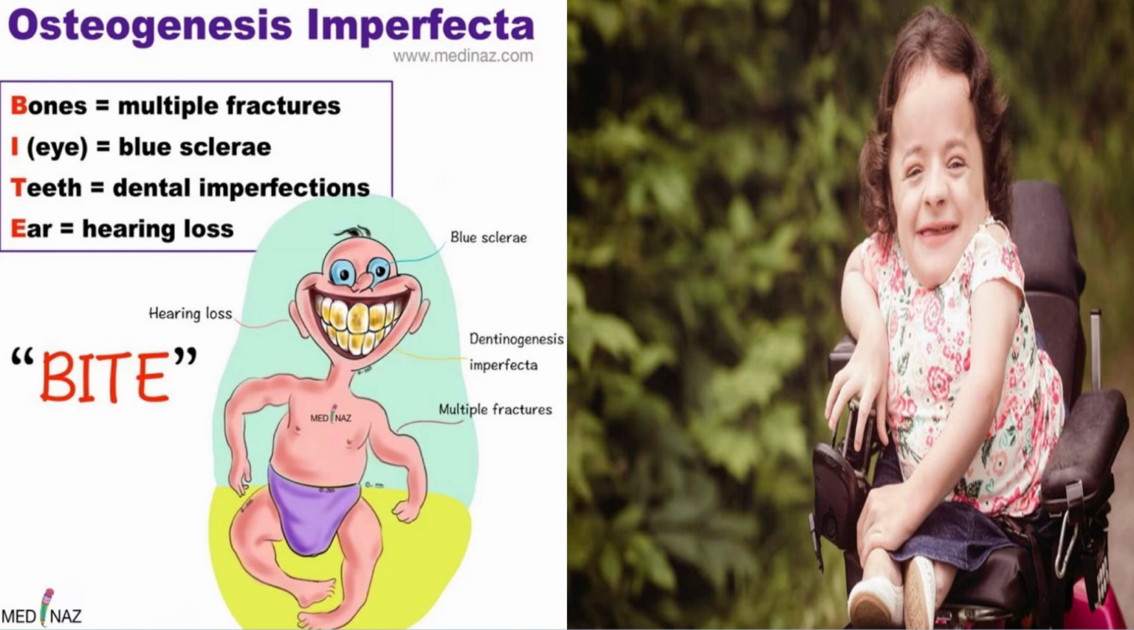All right, go to the next slide, where I've got a couple of pictures. On the right, that patient has type 3. On the left, there's a common acronym for diagnosis called BITE: bones, eyes, teeth, and ears. Bones: there are multiple fractures with this disorder. Eyes: there are blue sclerae, the white of your eyes, which can be either blue or gray with these patients. Teeth: you get dental imperfections. And ears: you get hearing loss.